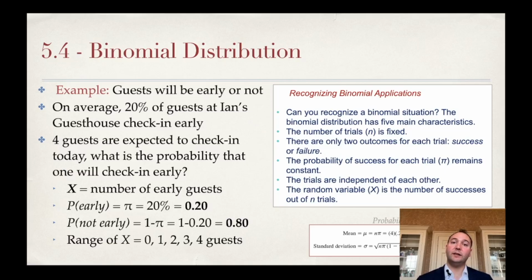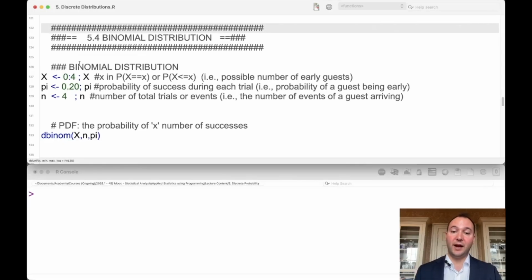So let's quickly take a look in R at how to do this. Next, let's look at our binomial distribution. All right, we have x equals 0 to 4. These are the possible values of the total number of rooms that I might have.